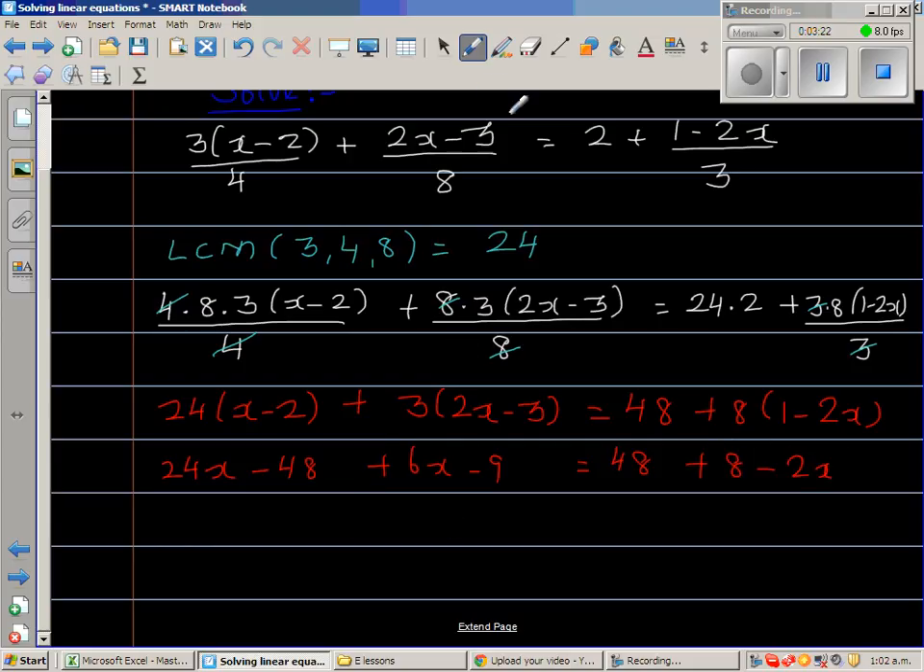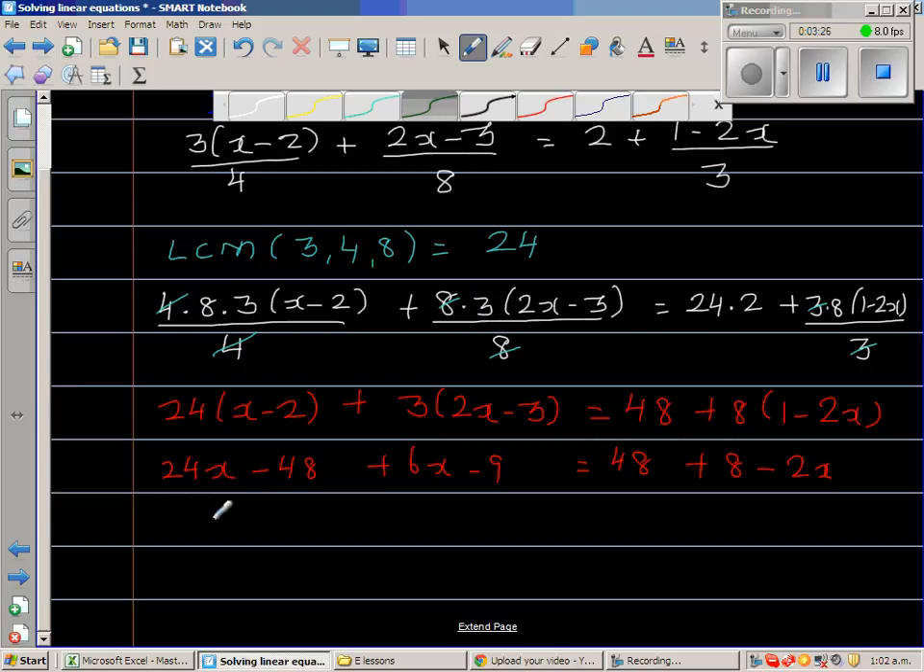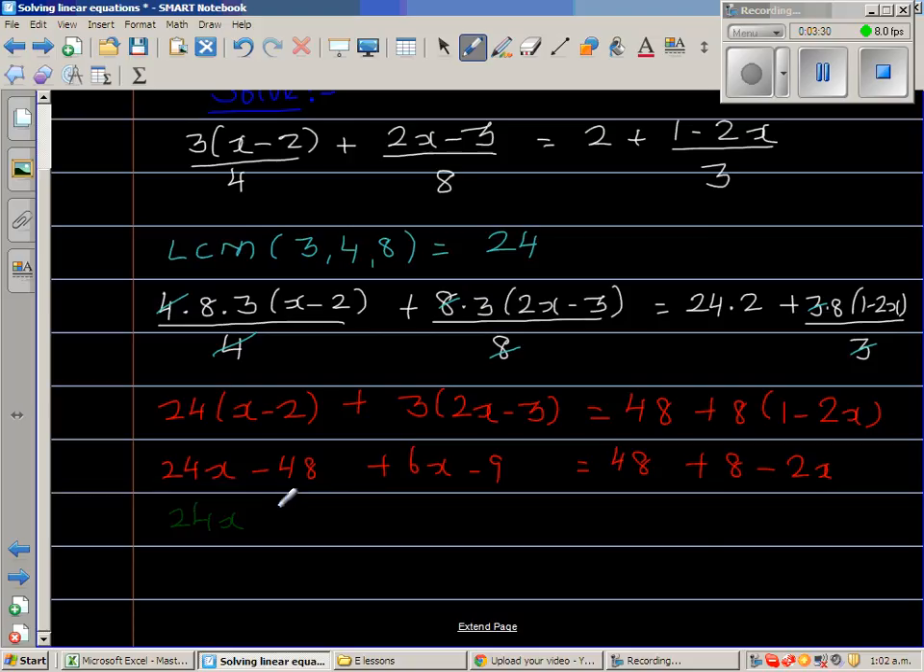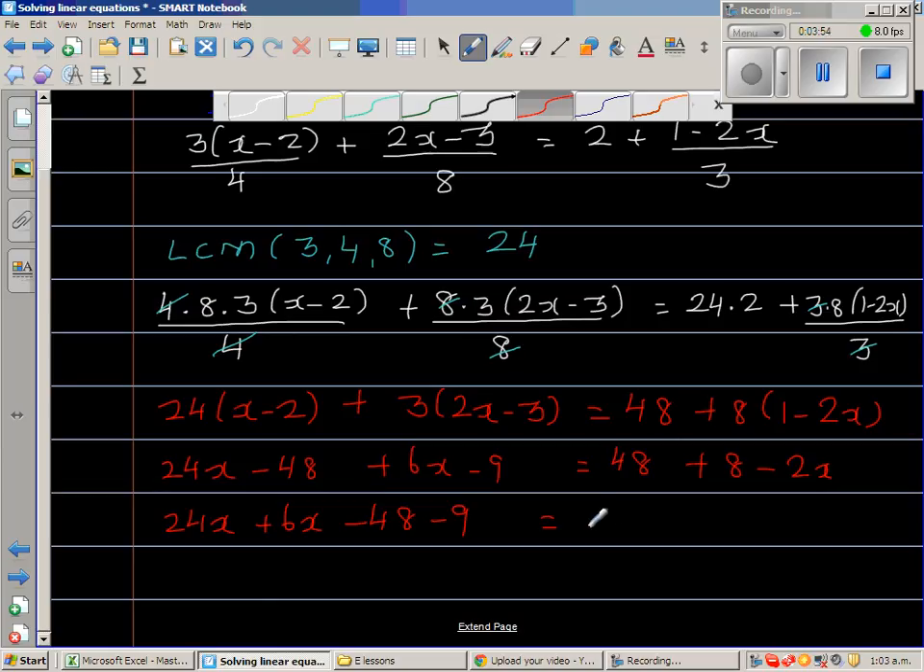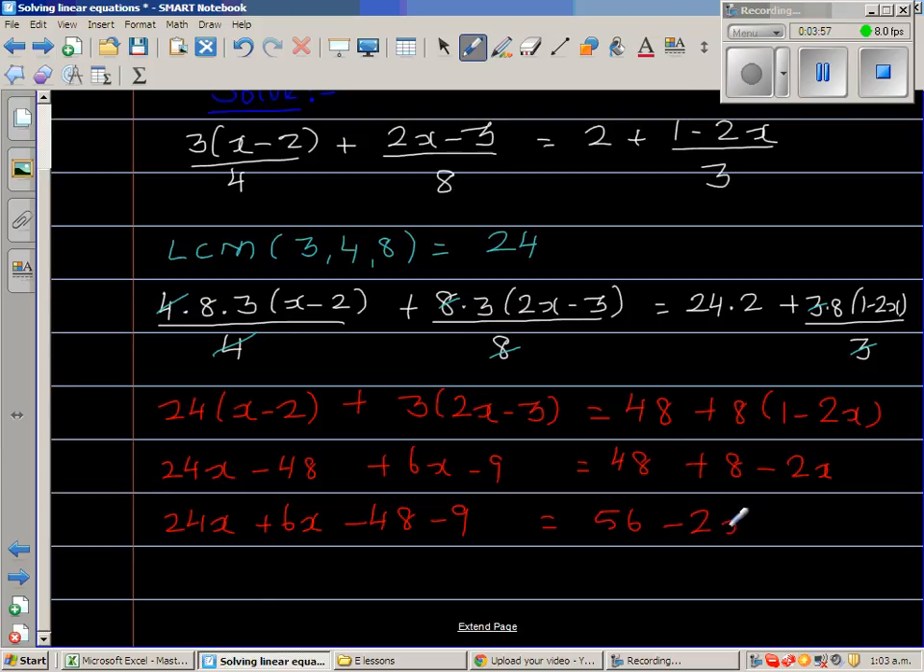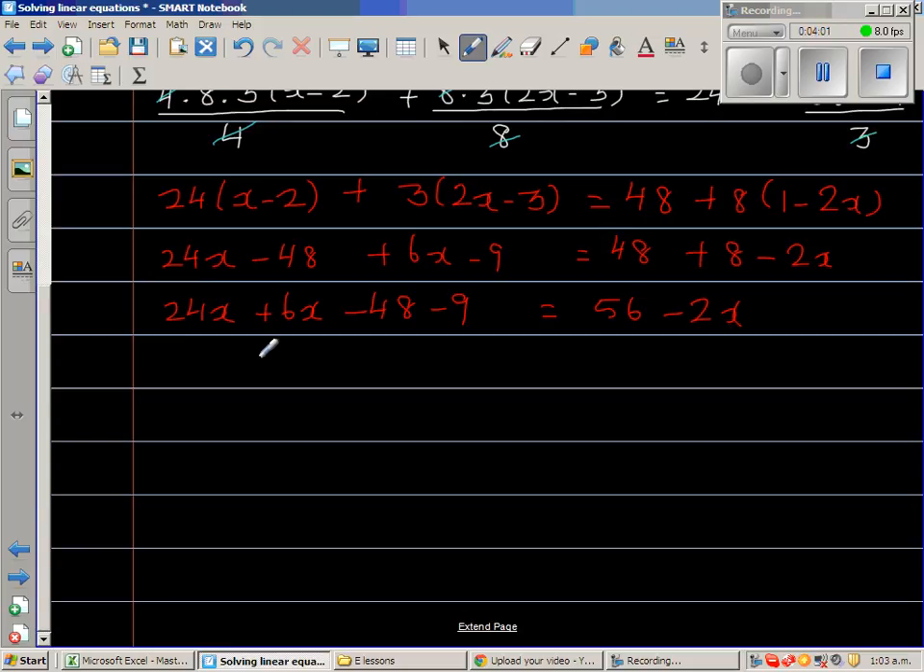Let us simplify the left hand side and the right hand side wherever we can. Let me continue with my red color. So this is 24x plus 6x, minus 48 minus 9, equal to 48 plus 8 minus 2x. What is 48 plus 8? It is 56, minus 2x. So 24x plus 6x is 30x, minus 57. Am I right? Yes, 57 is equal to minus 2x plus 56.